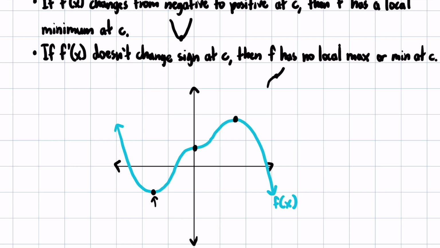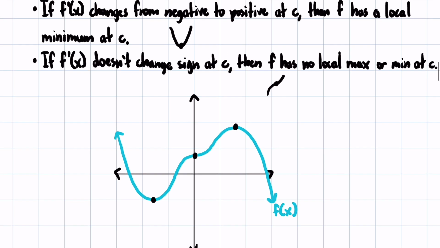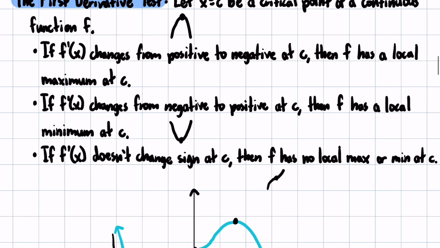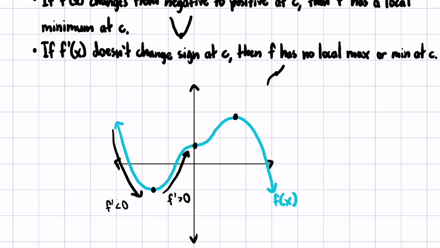But let's actually consider what's going on at those points, right? So as we approach this first point from the left, we're decreasing, right? F prime is going to be negative. And then here, we're increasing. Our slope is positive. So based on the first derivative test, we wouldn't have to have the graph to know that this is a local minimum. And then for the middle point, we go from f prime being positive to, okay, we're still increasing. F prime is still positive. So this point is not a maximum or a minimum.